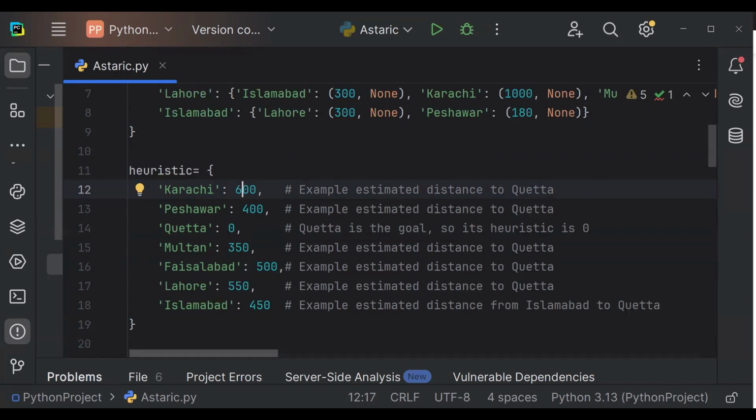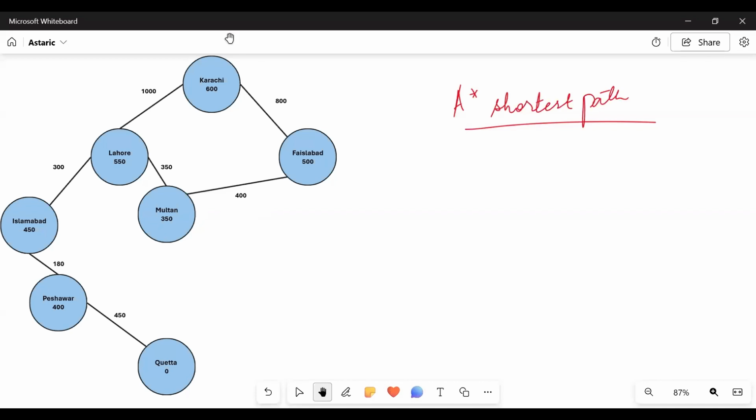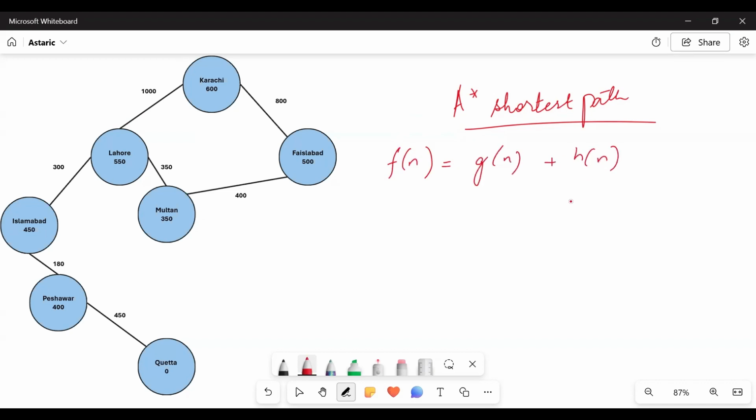So now let's check a graph. Here I have made a graph, and the heuristic cost is mentioned here, and the actual cost is mentioned here. So A-star basically guarantees you the shortest path. And if we need to calculate this, g(n) plus h(n), this is the distance between the nodes. And this is the heuristic of the node which we are currently moving to.